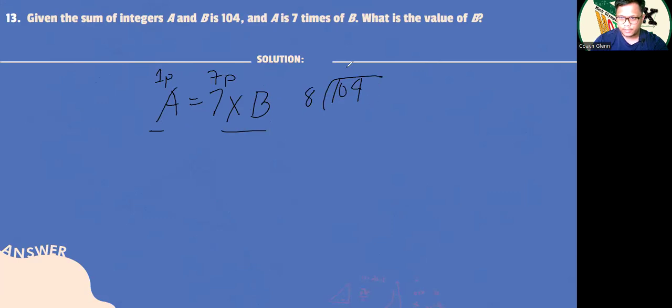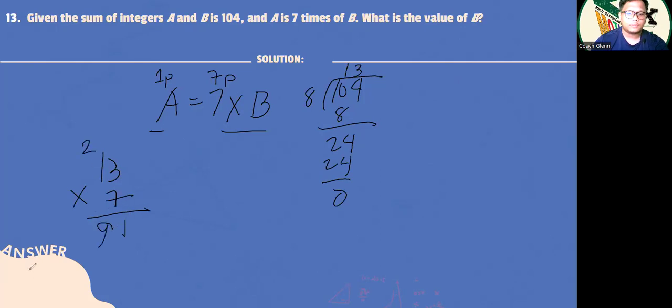10 divided by 8, that's 1. 1 times 8, that's 8. So we have 24. 24 divided by 8, that's 3. 3 times 8, that's 24. 0. Now we're looking for b. So b is 7 parts. So we just need to do 13 times 7. 7 times 3, that's equal to 21. 7 times 1 is 7. 7 plus 2 is 9, so 91. So the final answer here should be 91.